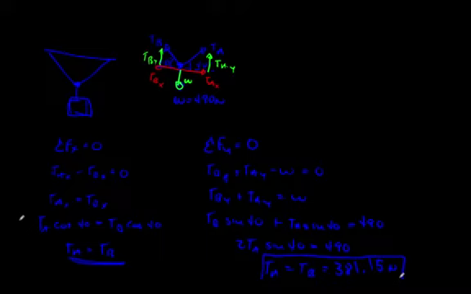Alright, this problem is a little bit more complicated, but hopefully it makes sense. When an object is in equilibrium or not in equilibrium, we always have to analyze its horizontal and its vertical components separately. That's why we worked horizontal first and then vertical.